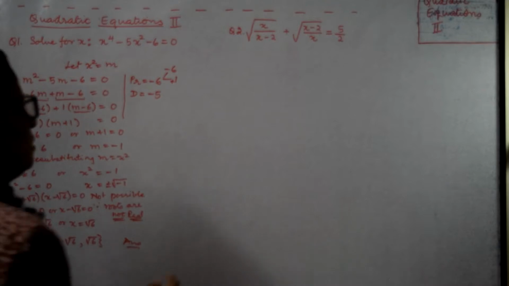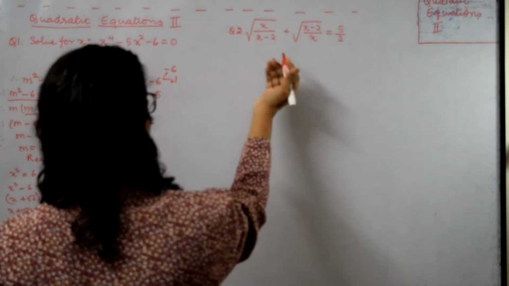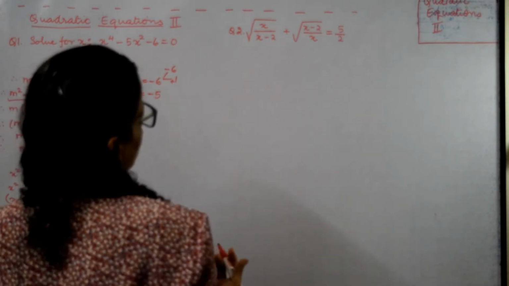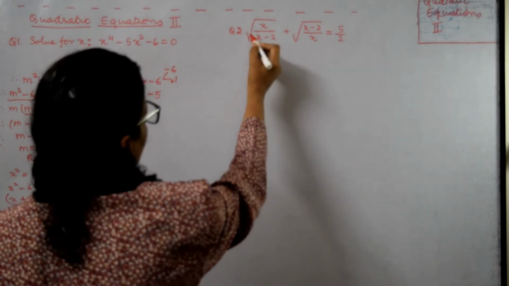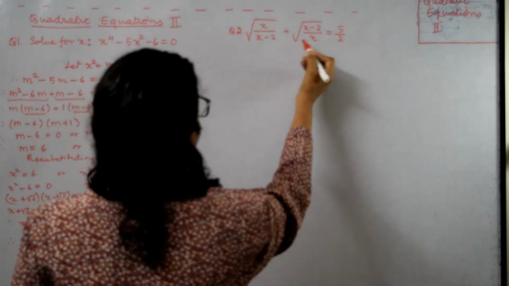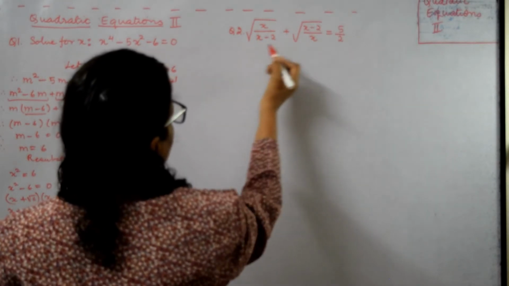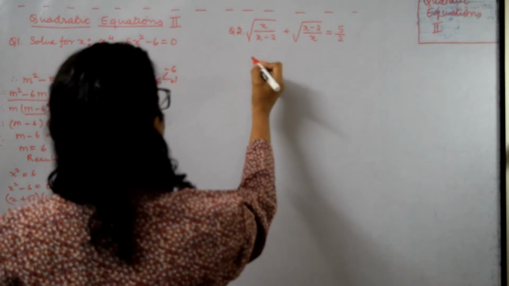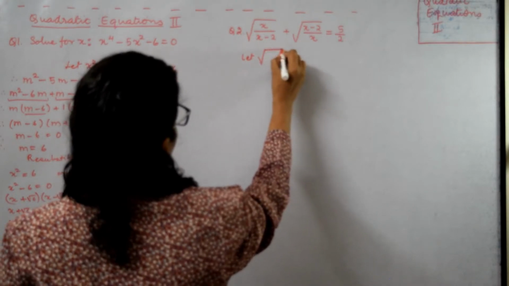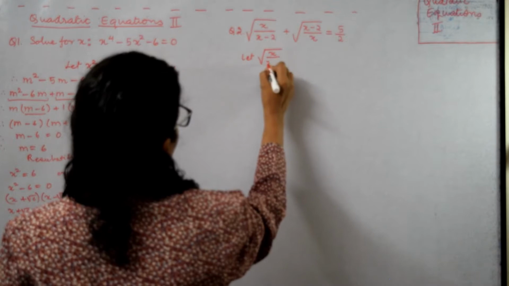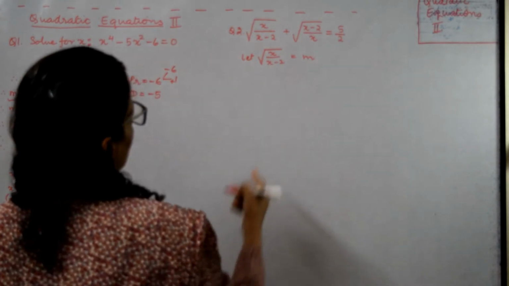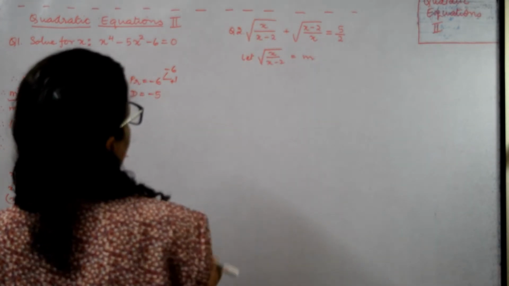Now let us come to the second one in this category, where we apparently see no x to the power 2, highest power 2 we do not see. In fact, we will see over here that there is a fraction which is under root, and then again this fraction which is the reciprocal of this. So when we have something like this, you will again assume let root x upon x minus 2 equal to m. So this is our assumption, that we will take m as one of these fractions.